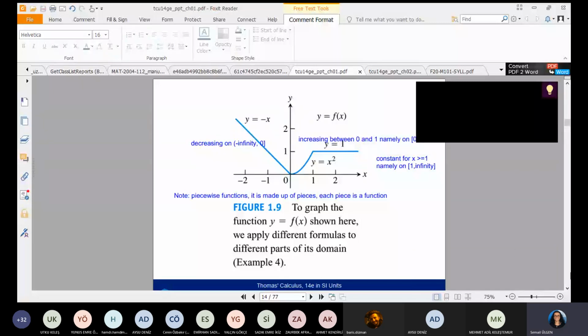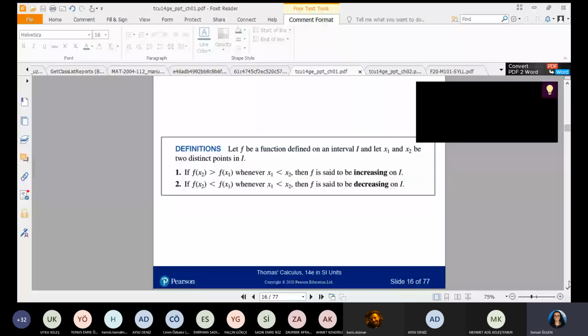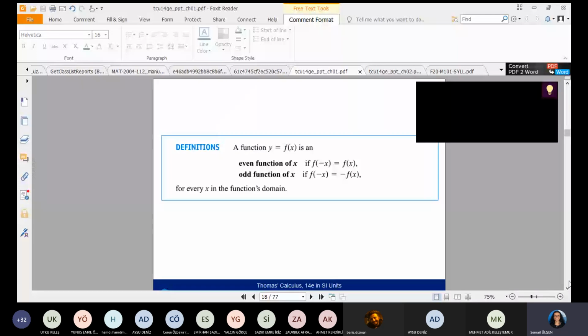All right, so let's move on. Increasing, decreasing, we talked about. I think I'm going to stop right here. We are going to talk about the even function and odd function in our next class.